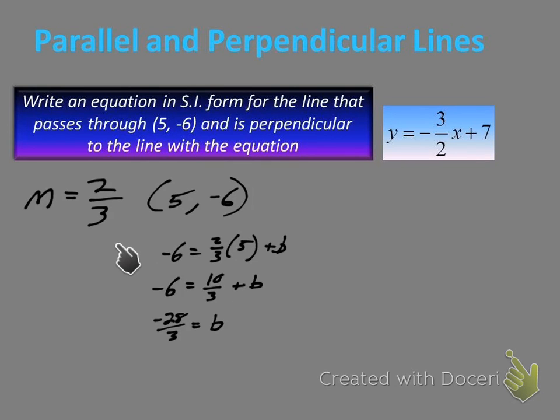Okay. So then you do -18 thirds minus 10 thirds. It's just like doing -18 minus 10, except you throw a thirds in there at the end. All right. Now rewrite it. Y equals. Good job, Dimitri. 2/3 x minus 28 thirds.